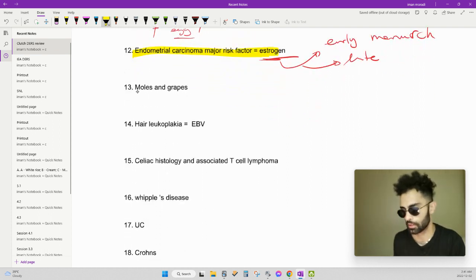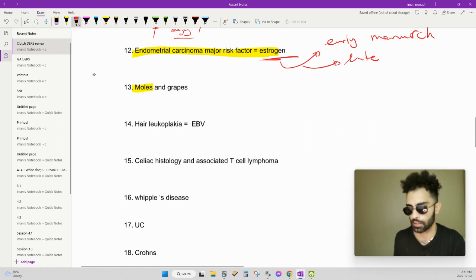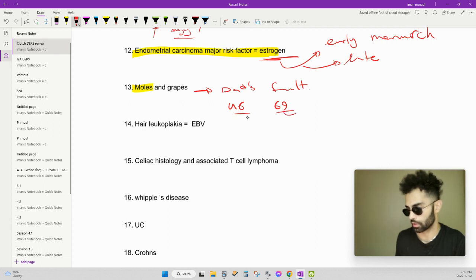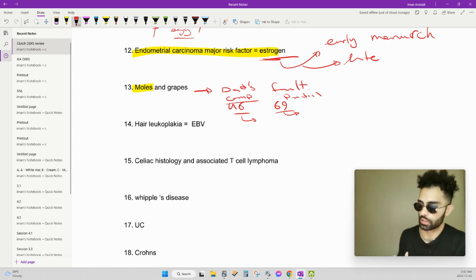Next concept is moles. The first thing you've got to understand is that it's the dad's fault, right? Dad's fault. That means either the complete one that has 46 chromosomes or the partial one that has 69 chromosomes. These are both father chromosomes. So the complete one, these 46 chromosomes, they both come from the father.